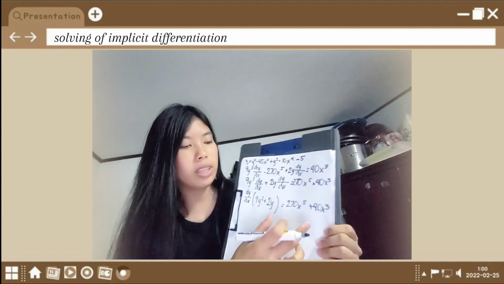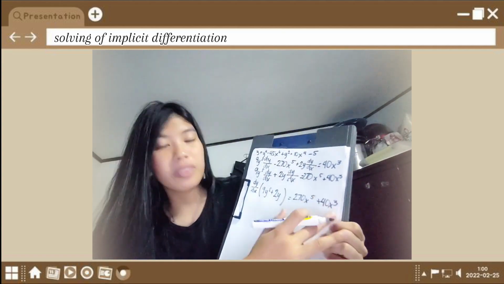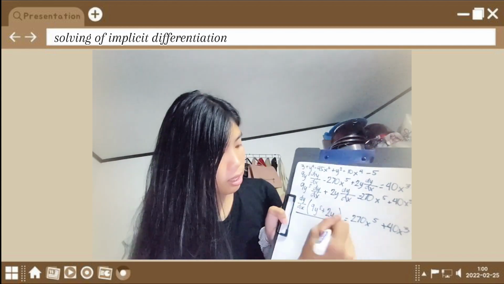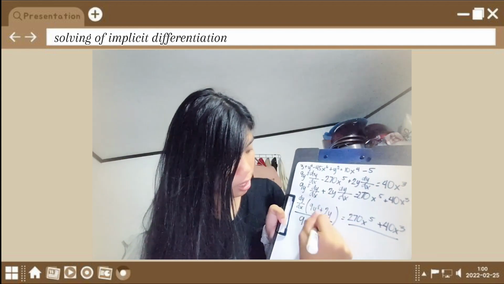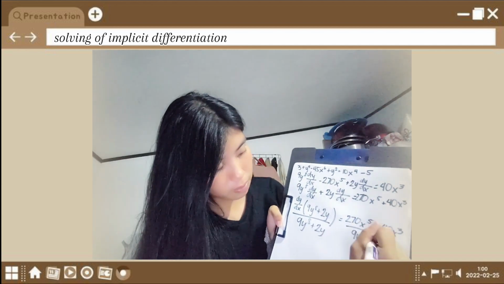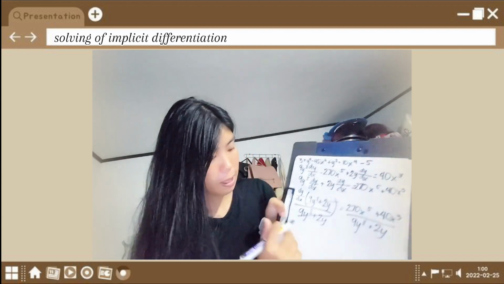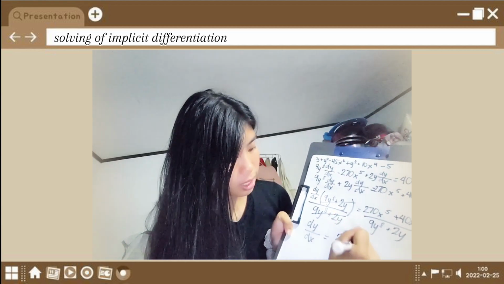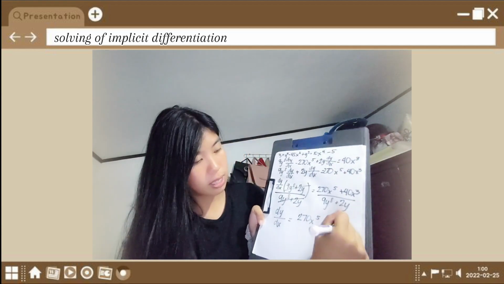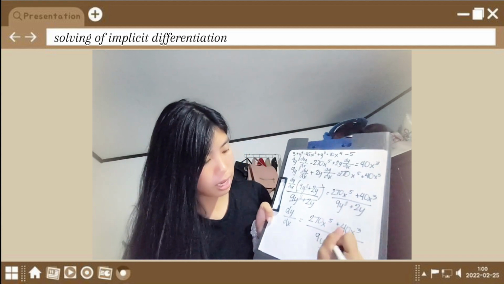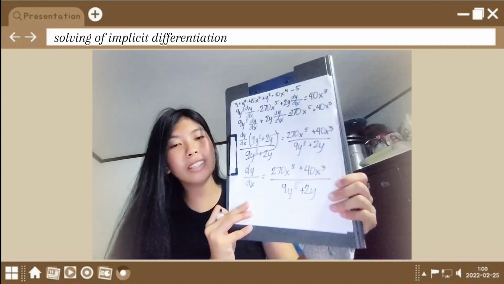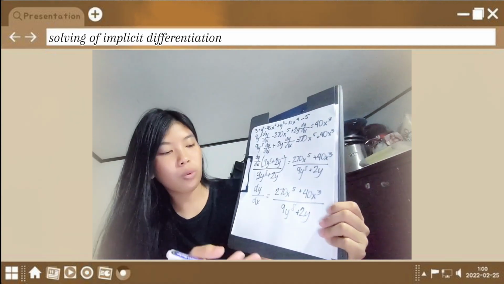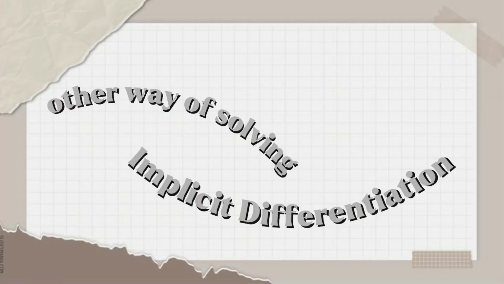If you are confused about why we didn't simplify this part, it is because of the power. Their powers are not the same, therefore we cannot simplify it. So here we are going to divide both sides by 9y raised to 8 plus 2y, and then cancel this out. What we're going to have now is dy over dx is equal to 270x raised to 5 plus 40x raised to 3 all over 9y raised to 8 plus 2y. The derivative of y with respect to x is equal to 270x raised to 5 plus 40x raised to 3 over 9y raised to 8 plus 2y.